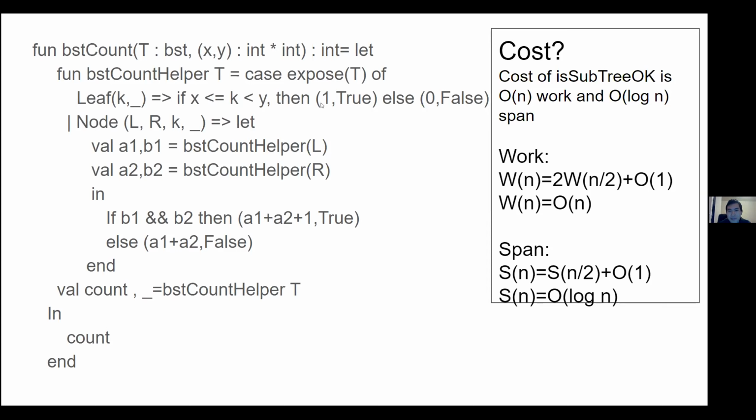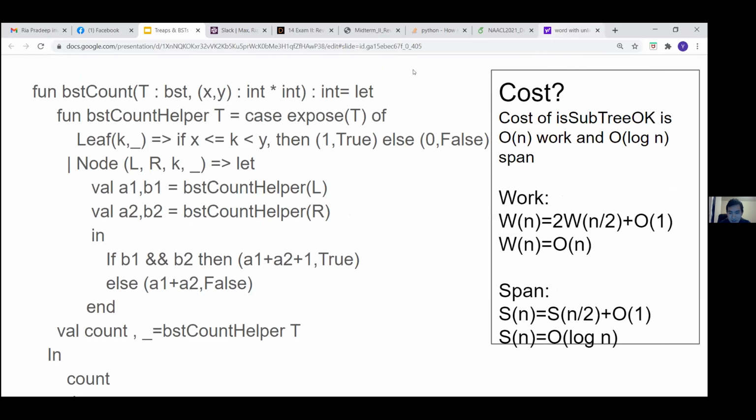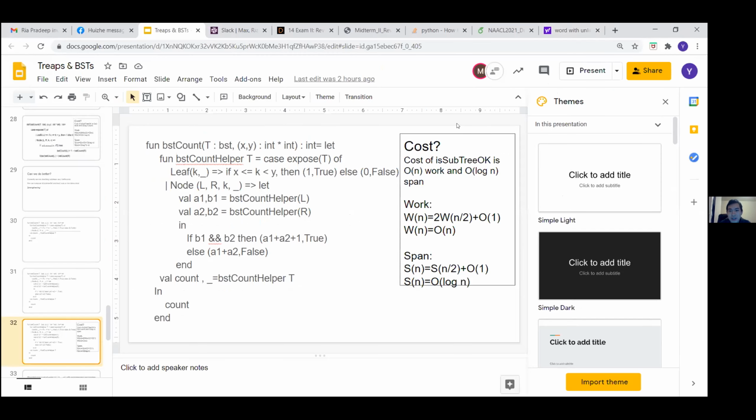Wait, for some reason I cannot see the chat. Okay. Oh, sorry. Okay, this is pseudocode, so don't worry about that too much.